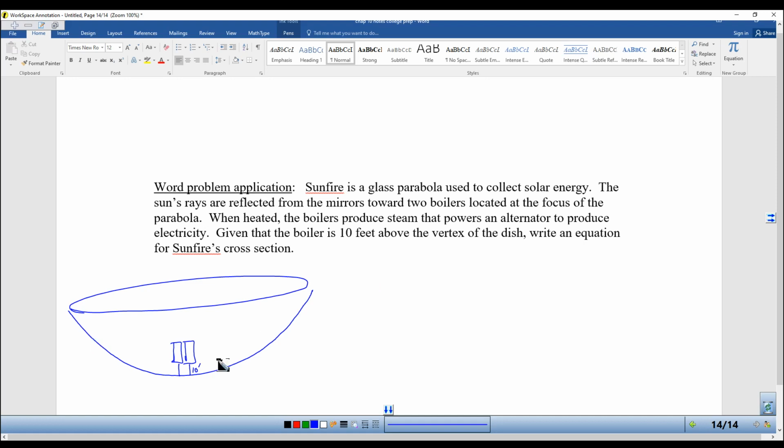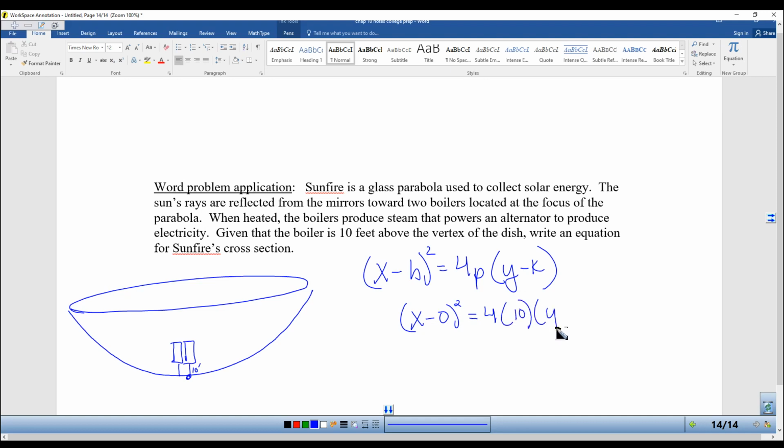And it is an upward parabola. We assume it's upward because it's trying to catch the sun. So it's going to be x minus h squared is equal to 4p times y minus k. And there's nothing saying where it is, so you might as well just put it at 0, 0. And what is my p? The distance to the boiler, which they said was 10. So the equation is x squared is equal to 40y.